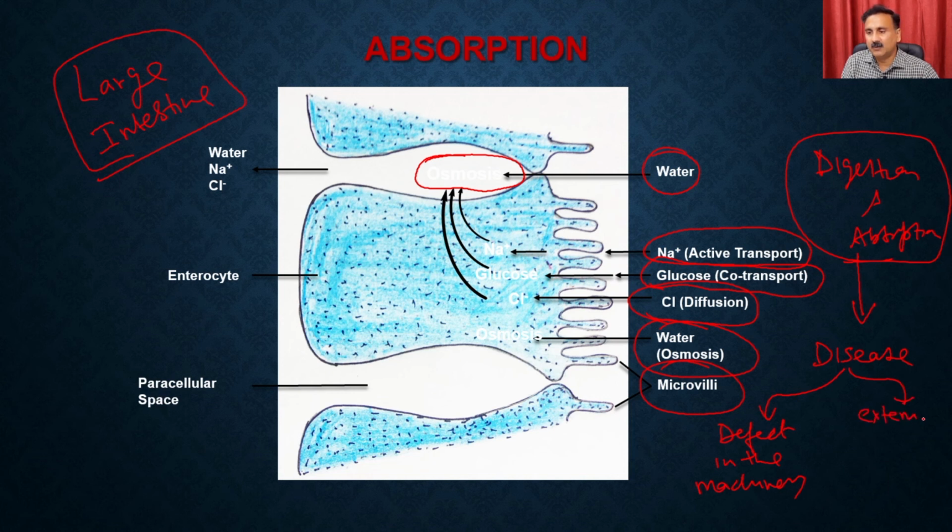Okay, so these external factors could be infectious agents, or they could be different types of habits. For example, if you are taking a particular type of food material, that also can be responsible for the generation of disease conditions. So let's very briefly discuss the disease conditions.